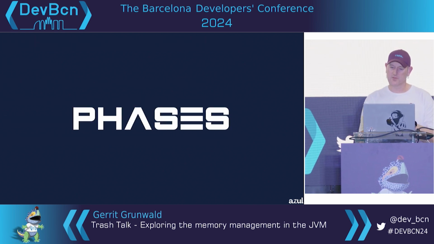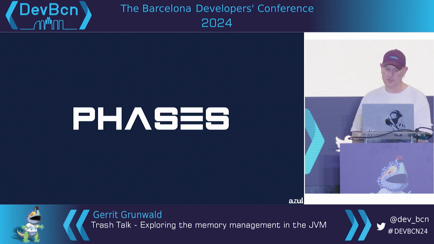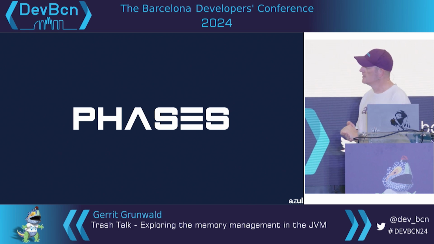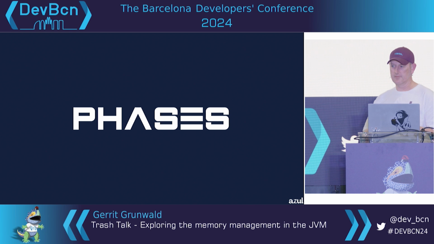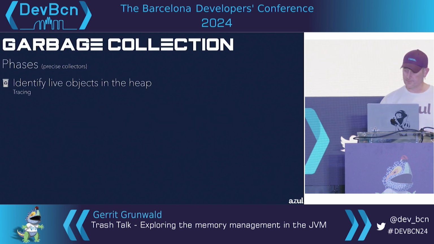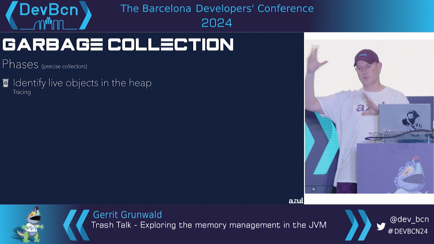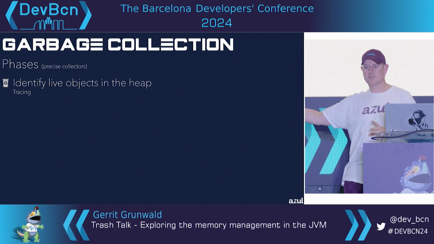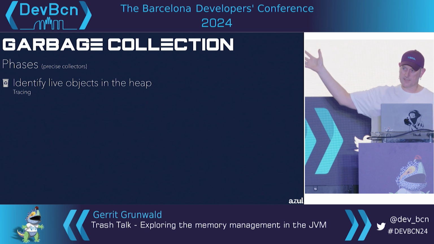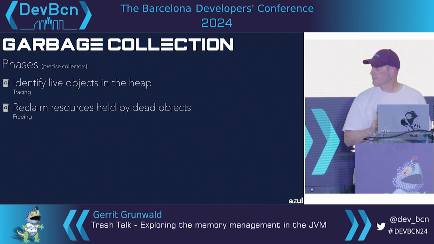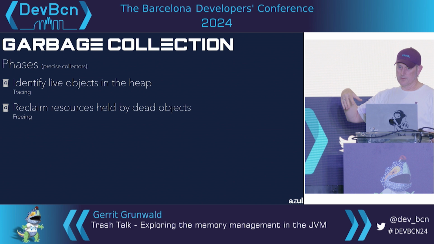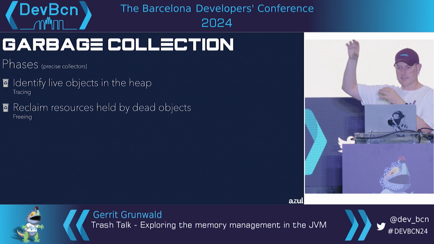To get a better understanding of how it works, if we talk about precise garbage collectors, then we can split the process of garbage collection into three phases. We start with identifying live objects. First, we have to figure out what is live. What can I reach from the stack? This is so-called tracing. The next step is reclaiming these resources, so that means stuff that is lying around, but I can't reach it anymore.